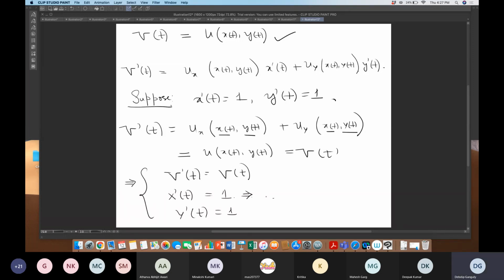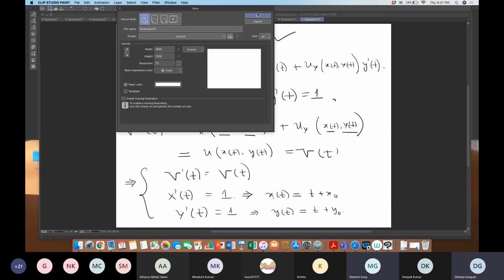Again, this is what you will get. Xt is equal to t plus x naught. Yt is equal to t plus y naught. Exactly. So what is the curve?